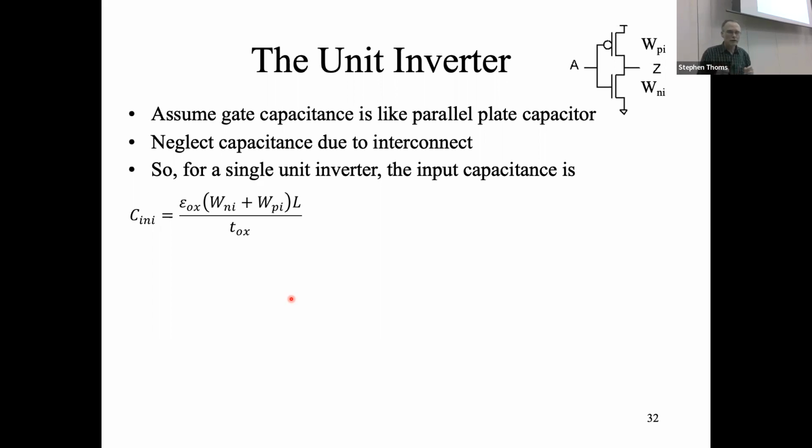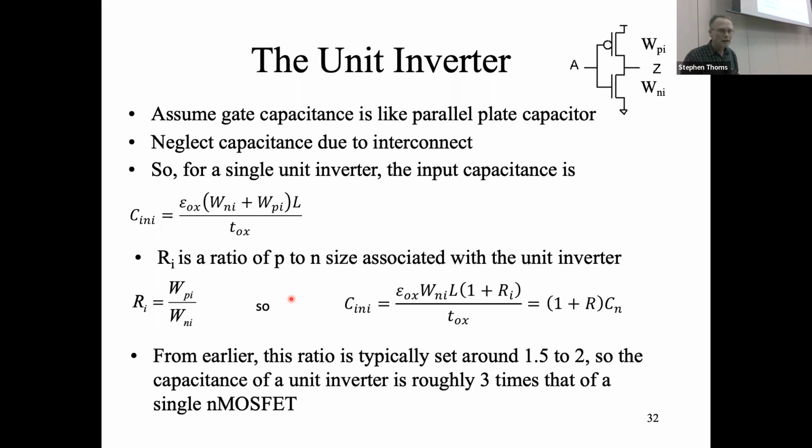So for a single unit inverter, the input capacitance is given by this standard equation here. And if we say that RI is our ratio, then we can simply simplify this. We can get rid of the WPI and just express it all in terms of WNI. And then we can lump a lot of all this together as our capacitance Cn for the NMOS.